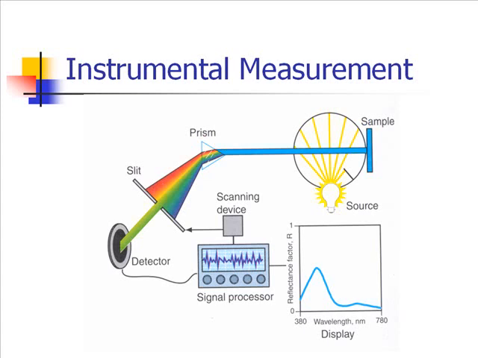There's also diffraction grating as another way of doing this instead of a prism. Prisms were used in the very early spectrophotometers. Now they don't use actual prisms, they use other devices.